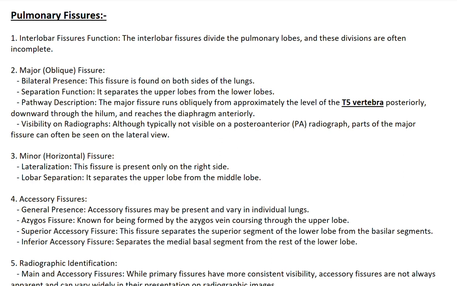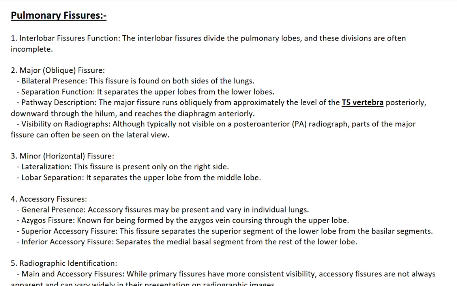Pathway description. The major fissure runs obliquely from approximately the level of the T5 vertebra posteriorly, downward through the hilum, and reaches the diaphragm anteriorly. Visibility on radiographs. Although typically not visible on a posterior-anterior PA radiograph, parts of the major fissure can often be seen on the lateral view. 3. Minor horizontal fissure. Lateralization. This fissure is present only on the right side. Lobar separation. It separates the upper lobe from the middle lobe.